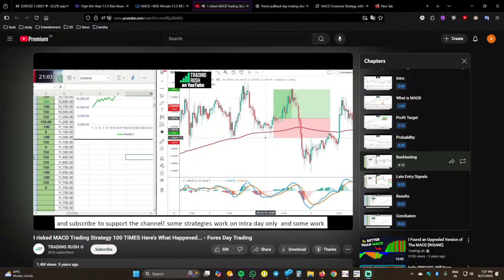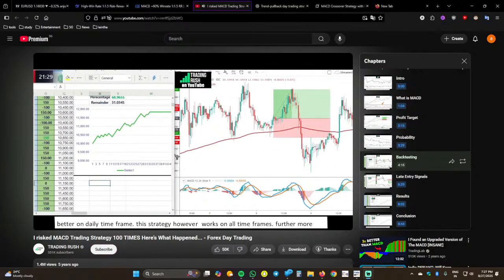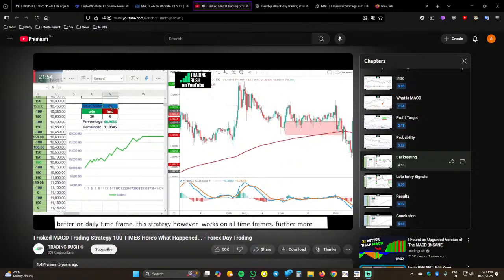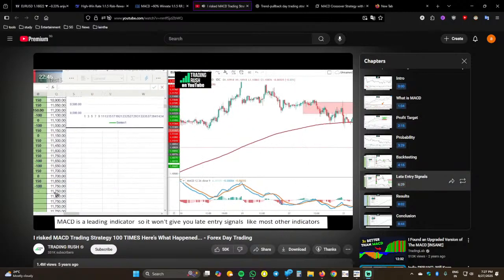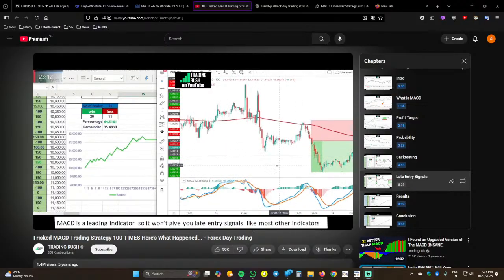Some strategies work on intraday only, and some work better on the daily time frame. This strategy, however, works on all time frames. Furthermore, MACD is a leading indicator, so it won't give you late entry signals, like most other indicators do.